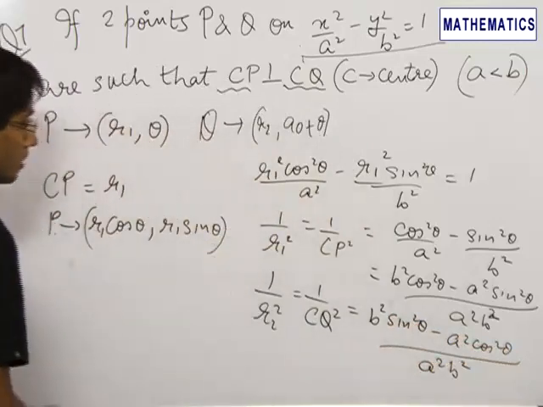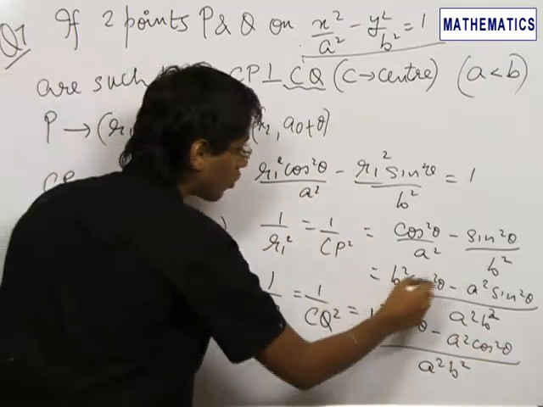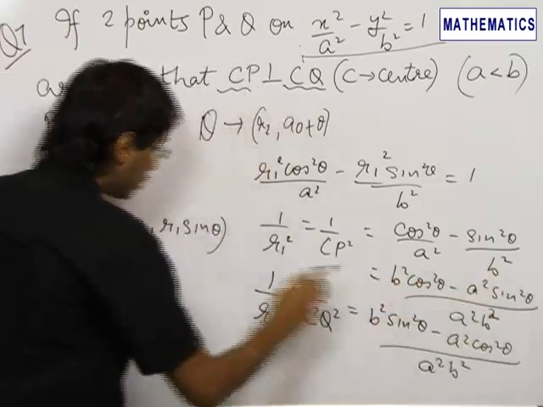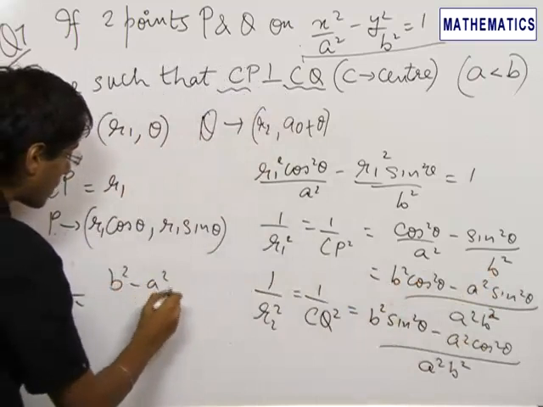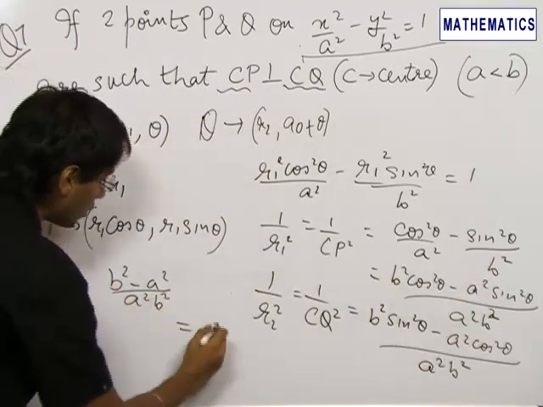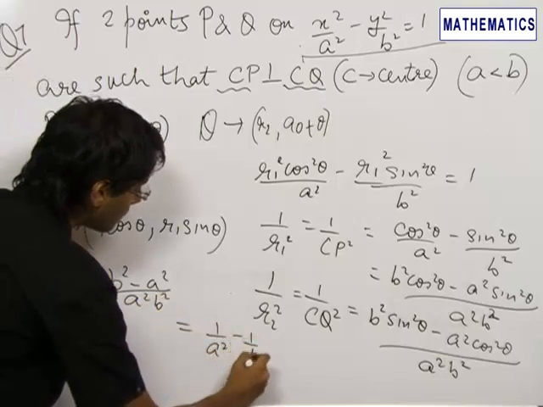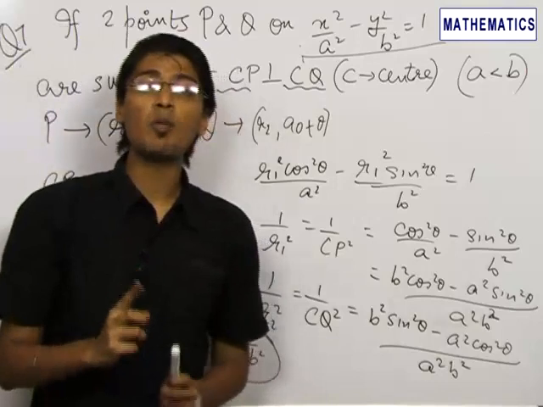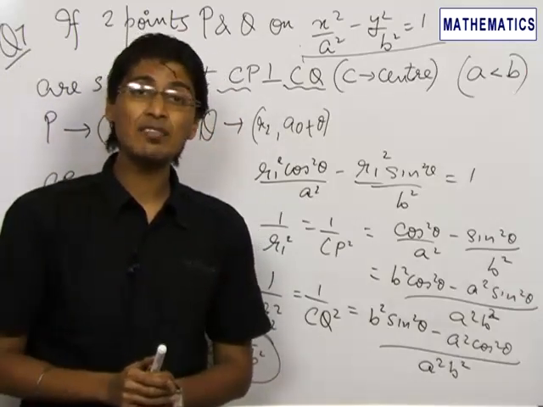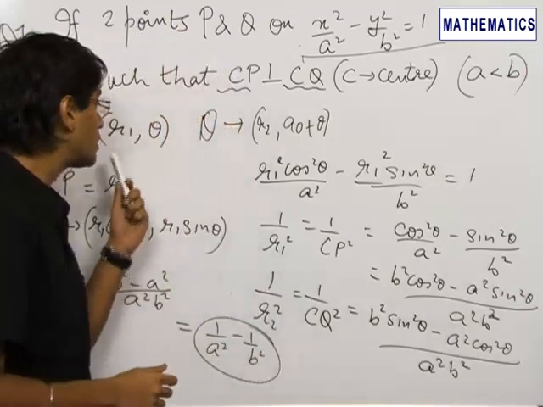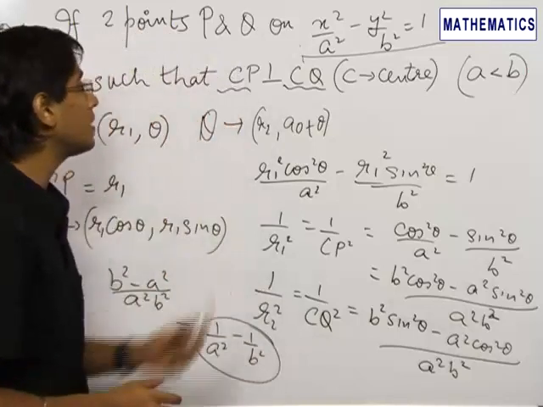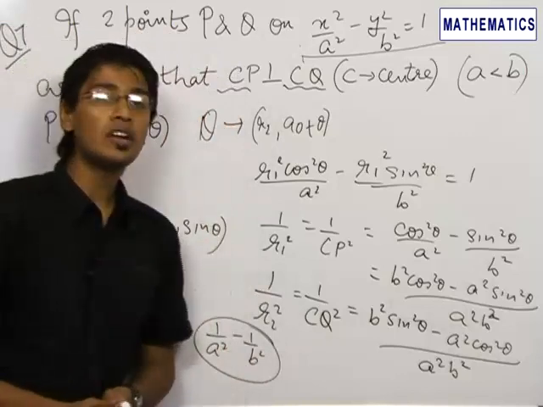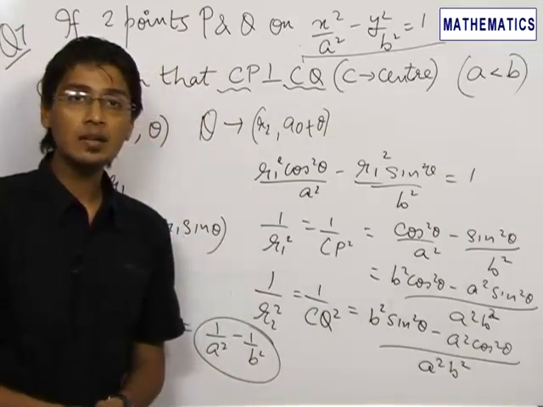On adding both, in the numerator we get b square times cos square plus sin square, which is 1, minus a square times sin square plus cos square, which is again 1. So this becomes b square minus a square upon a square b square, or 1 upon a square minus 1 upon b square. Hence we saw that in this problem we could use Cartesian coordinates x and y, or we can use the parametric coefficients r1 and theta in order to get 1 upon CP square plus 1 upon CQ square to be equal to 1 upon a square minus 1 upon b square, and this is our final answer.